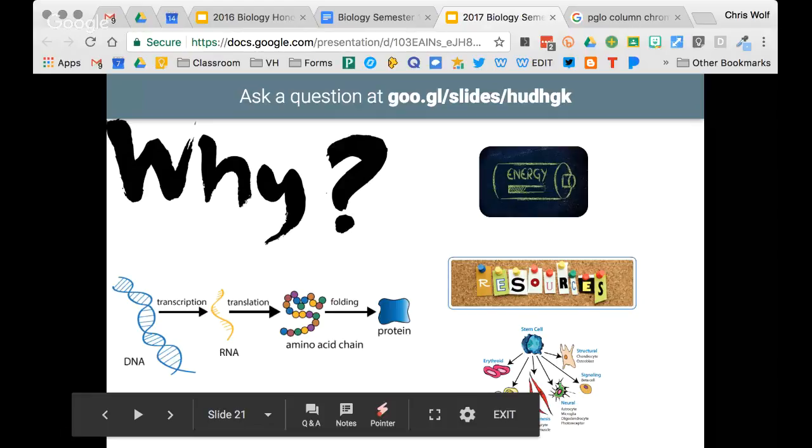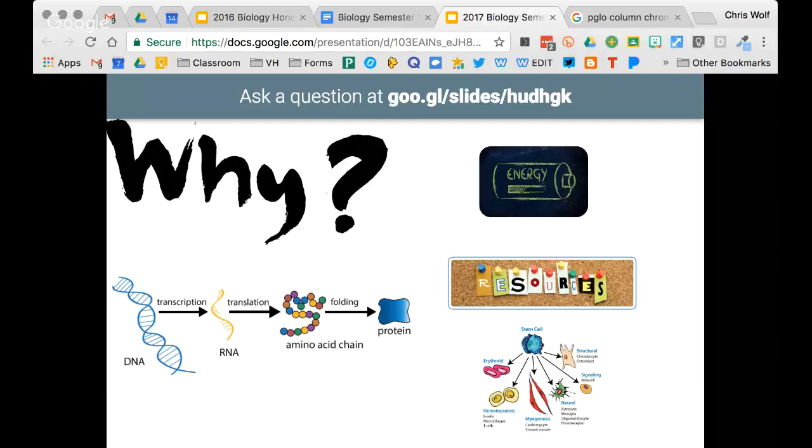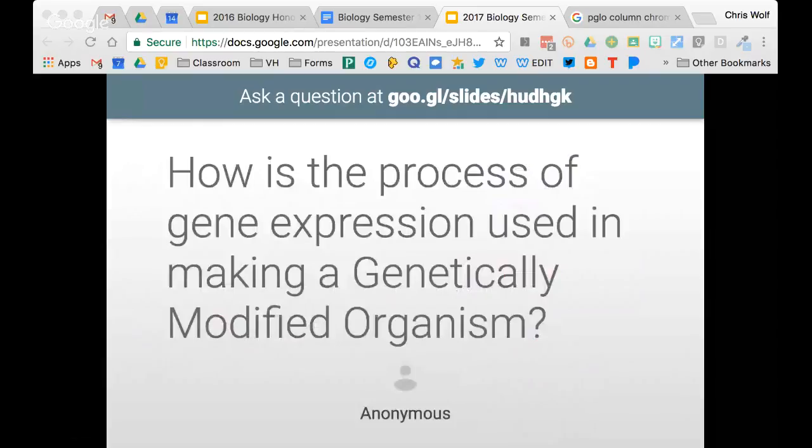All right, any questions about gene expression and GMOs? I guess GMOs is part of this unit. Oh, how is the process of gene expression used in making genetically modified organisms?